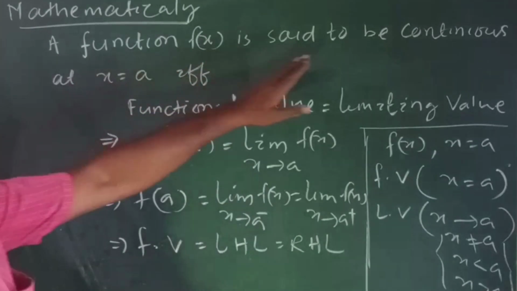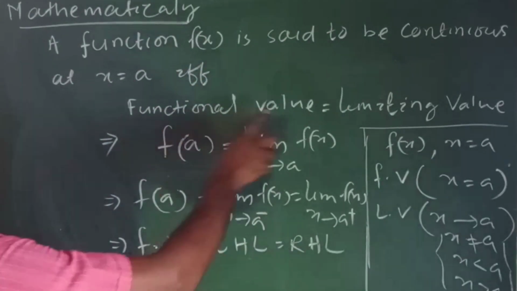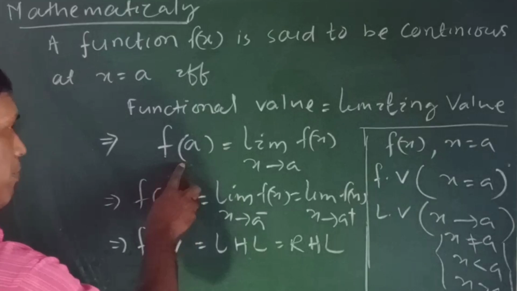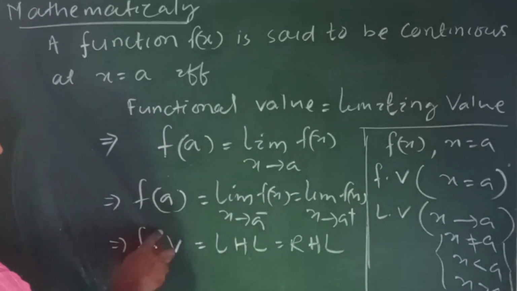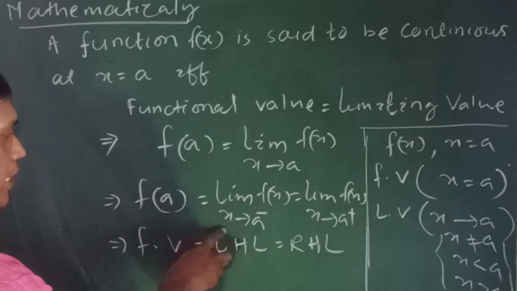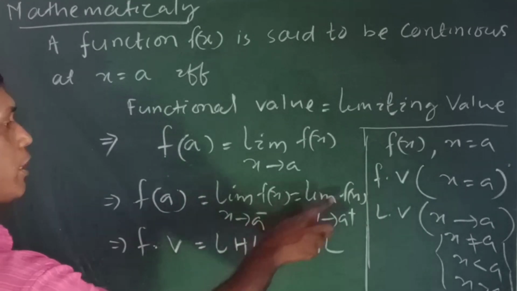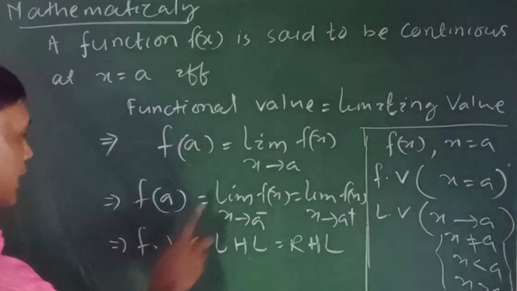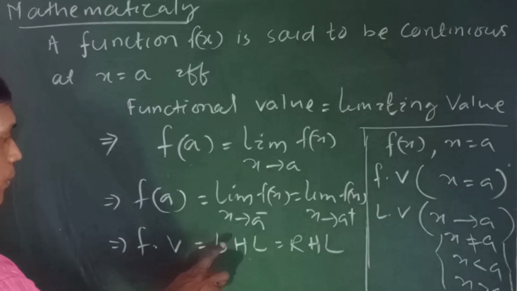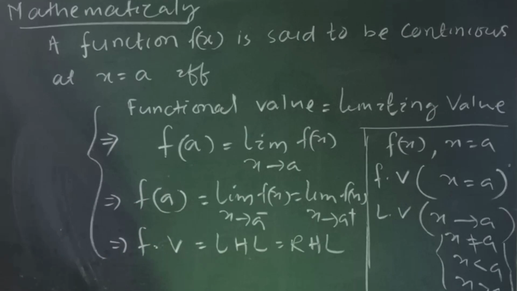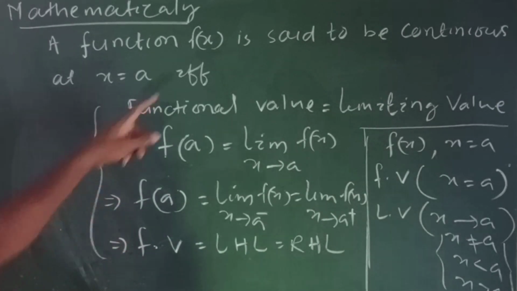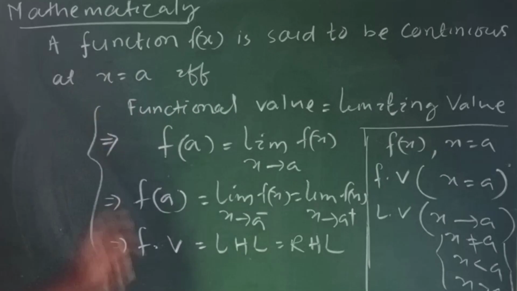So the function is said to be continuous if the functional value is equal to the limiting value, f of a is equal to the limit of f of x as x tends to a, or f of a is equal to the limit of f of x as x tends to a minus is equal to the limit of f of x as x tends to a plus. That means functional value is equal to left hand limit is equal to right hand limit. So these are the conditions by which we can show that a function is continuous or discontinuous at a point x is equal to a.